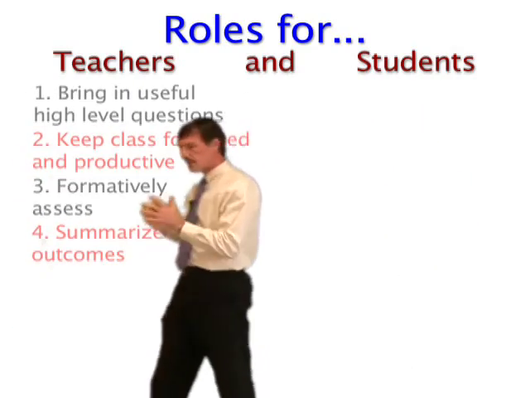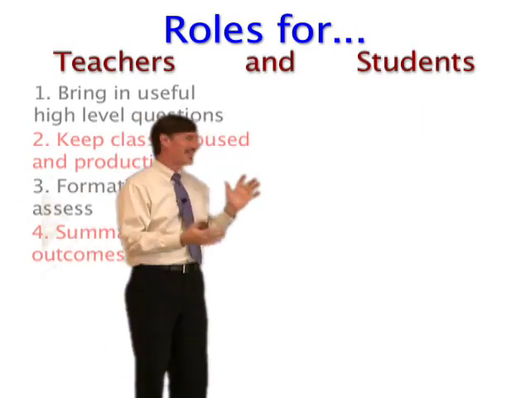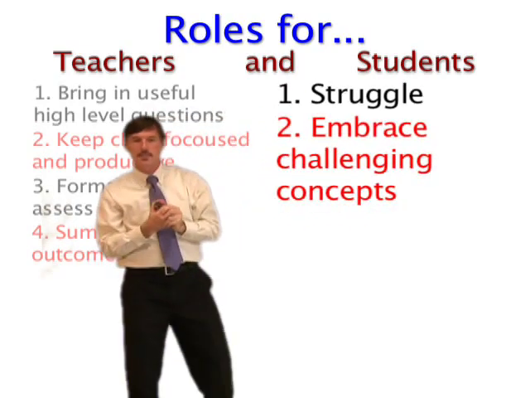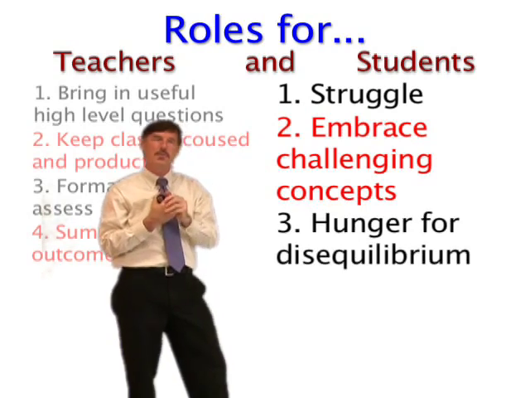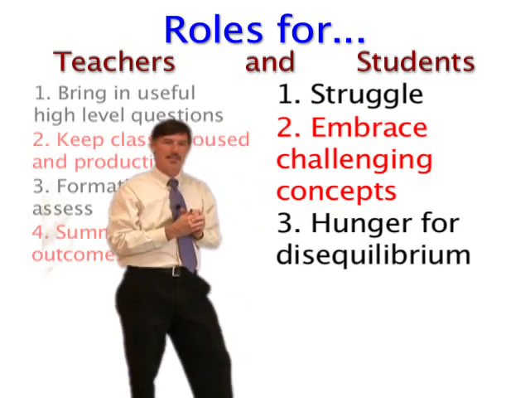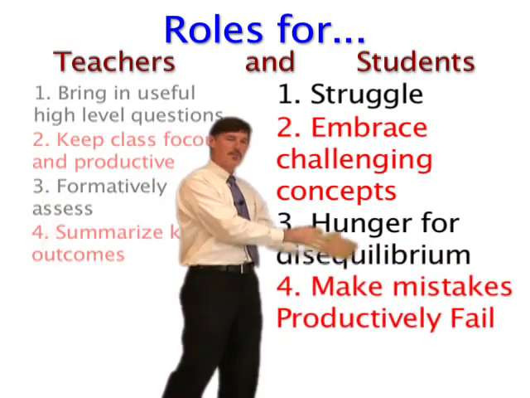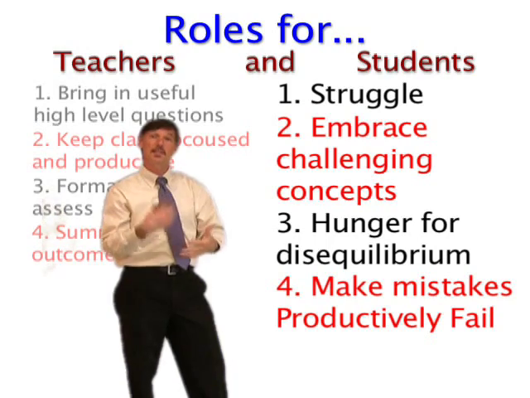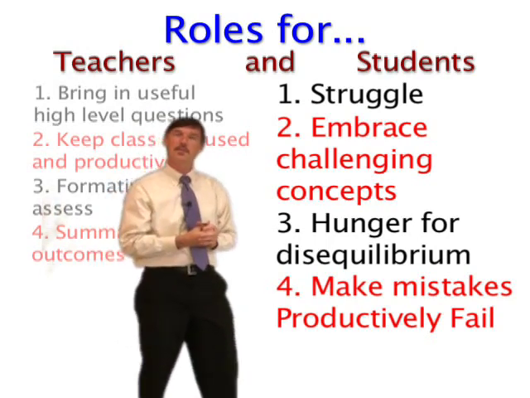Now, the students have some roles as well. The students mainly need to be frustrated. They need to struggle. They need to embrace these challenging concepts. They need to hunger for this disequilibrium that Piaget talks about, where they hit the wall and have to accommodate or assimilate. And finally, they have to make mistakes. They have to make many mistakes in a safe environment where they productively fail or experience these failed events.